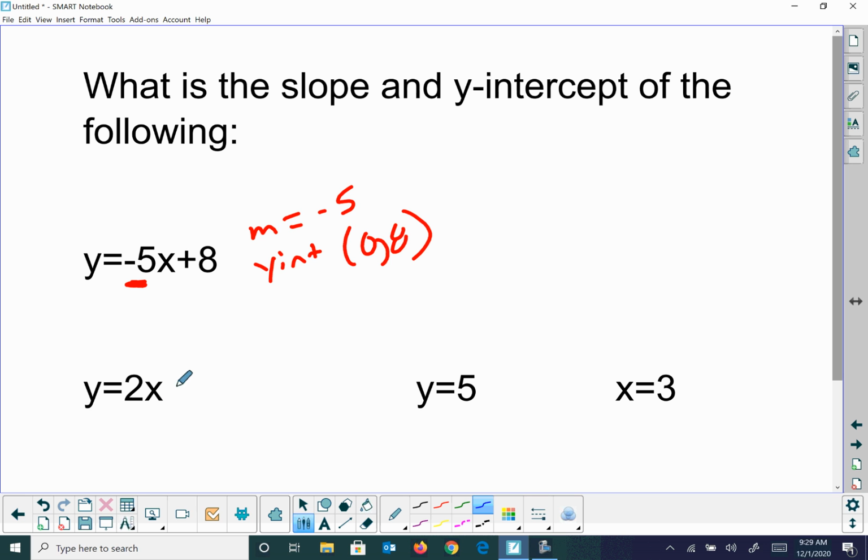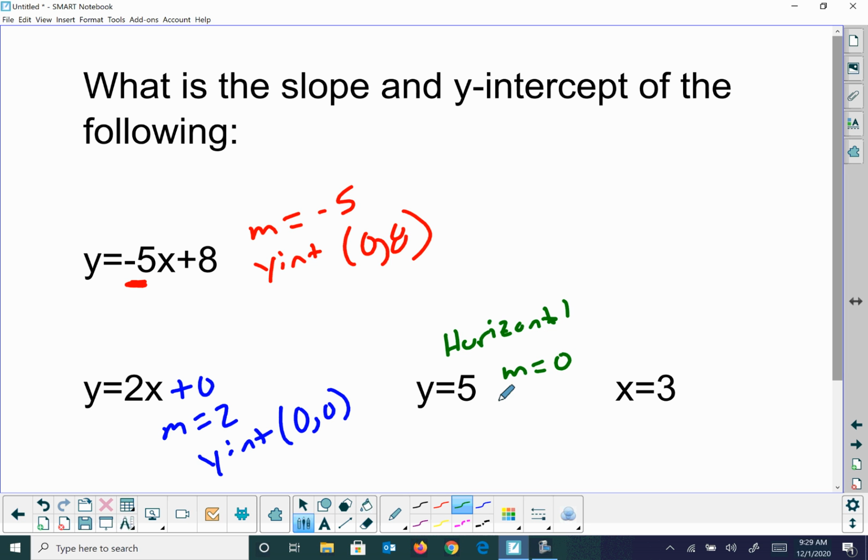This one, I don't have anything here. So my slope is still attached to the x, and my y-intercept is at the point 0, 0, which is the origin. This is our horizontal line. Special case. So we have a slope of 0, and horizontal lines, being it would look like this, would indeed cross the y-intercept at 0, 5.